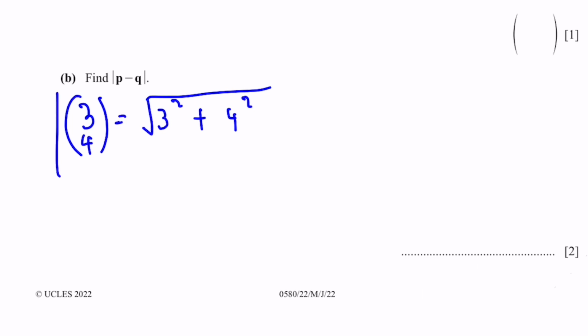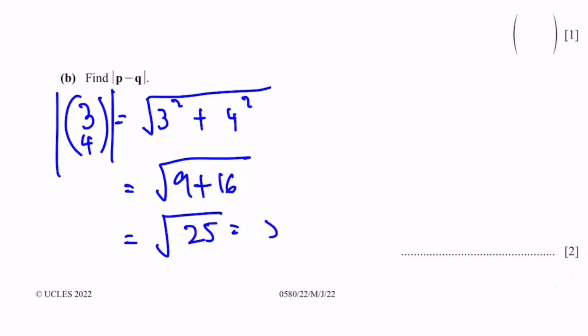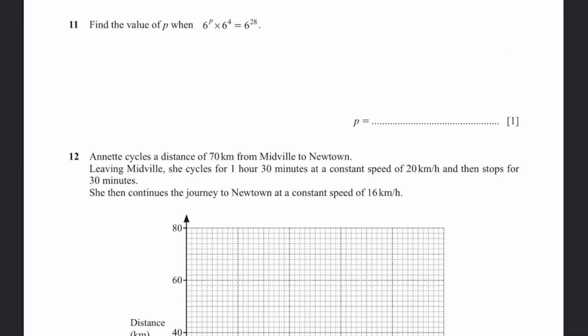So the mod of p minus q, which is (3, 4), is equal to root of 3 squared plus 4 squared, which is equal to root of 9 plus 16, root 25, which is 5. That's the answer. Question 11.